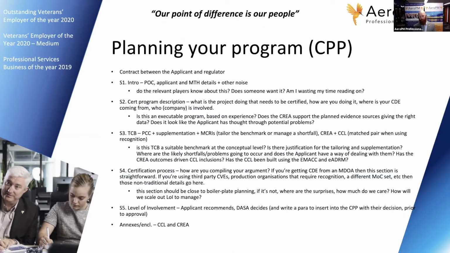So then section 4, how are you compiling an argument? So you've said what you've got, you've said what your safety benchmark is. How are you going to generate evidence or acquire evidence that will demonstrate that your design, your aircraft, your modification, whatever it is, complies with that benchmark that you've set in section 3? So again, if you are using, say, DASA 21J, MDOA organizations to generate all of this evidence for you, that should be fairly easy.